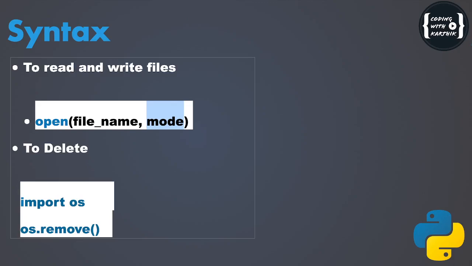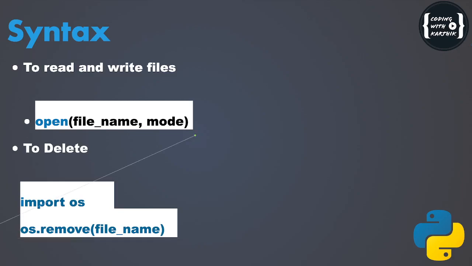Next is delete. Delete will use the built-in module os. Using os we'll use the os.remove method. Here also we have to pass the file name. We need to pass the file name as an argument for this remove method. So this is the basic syntax.